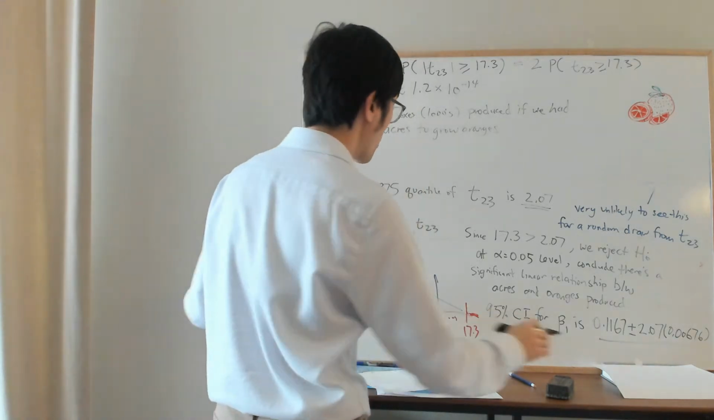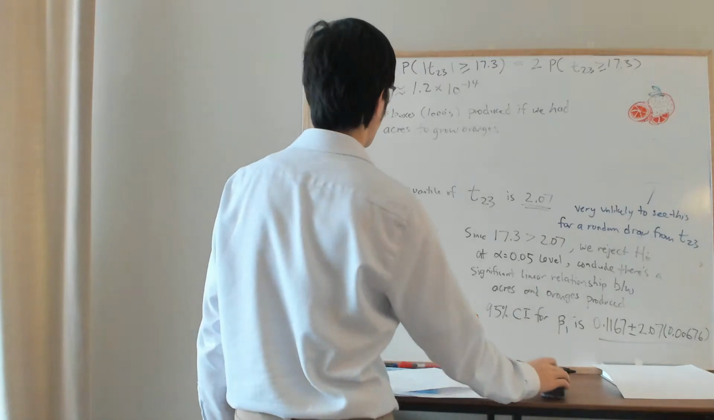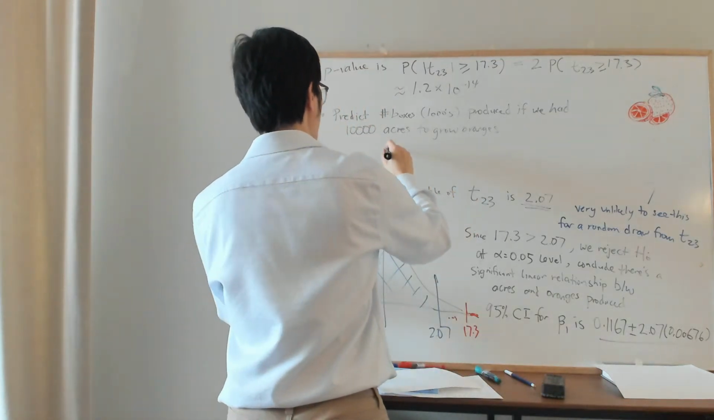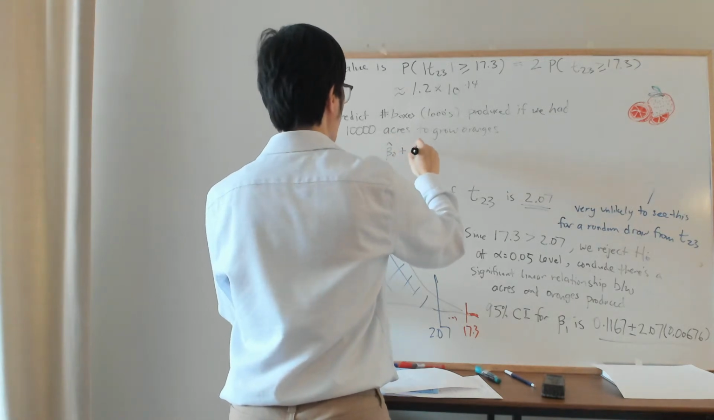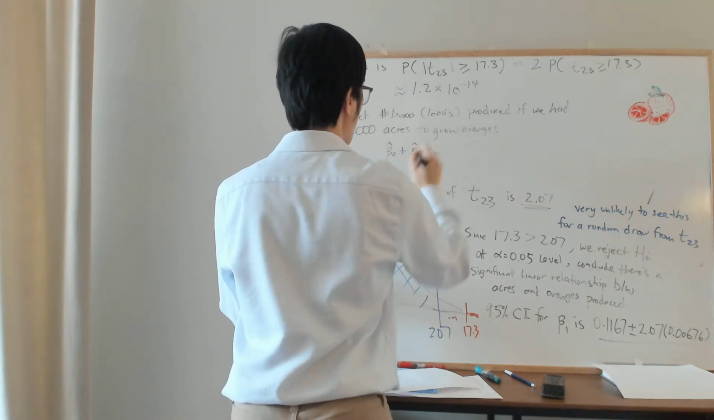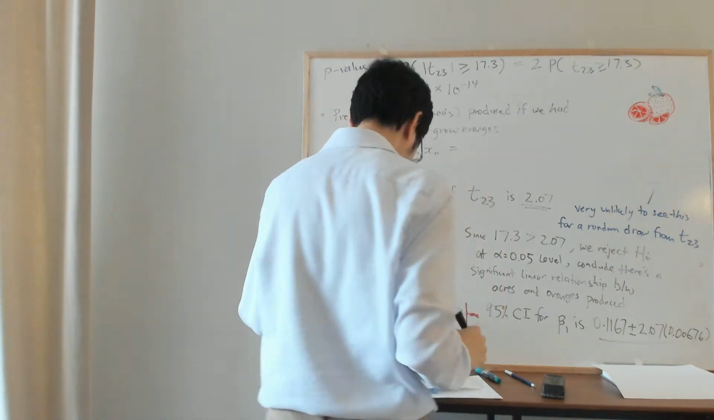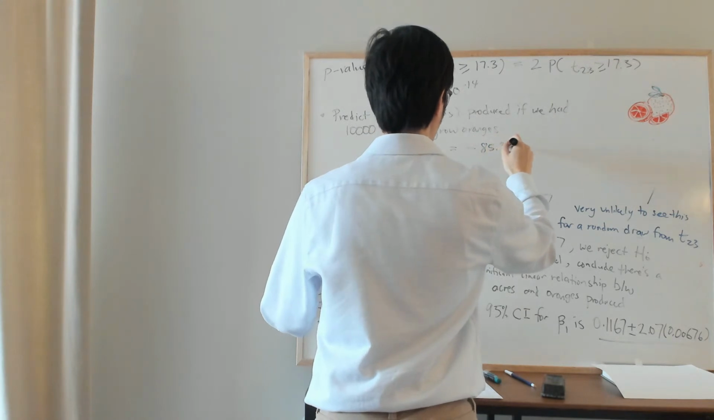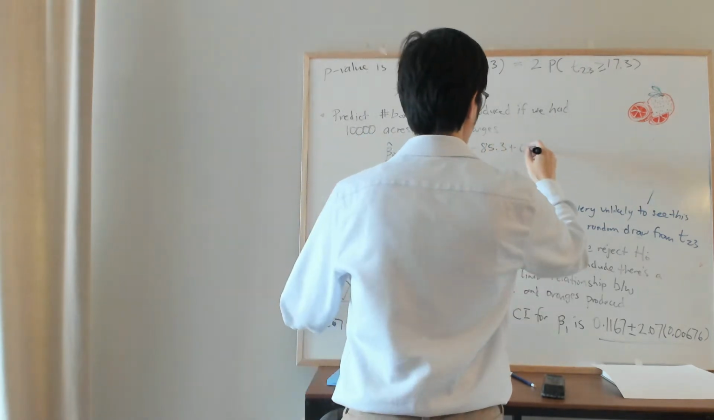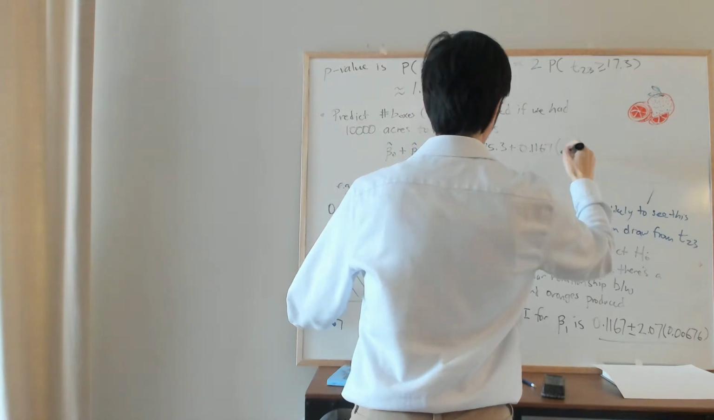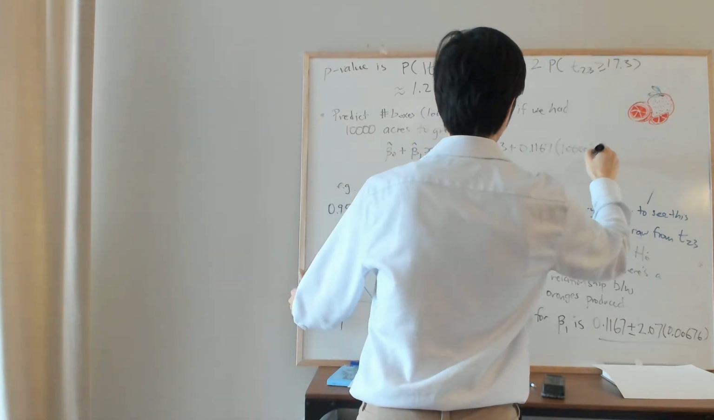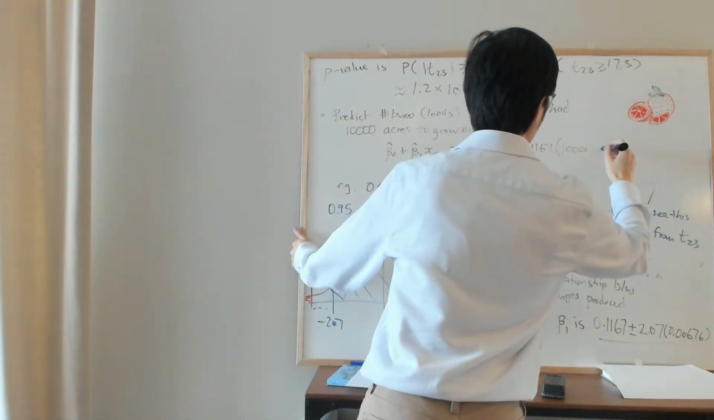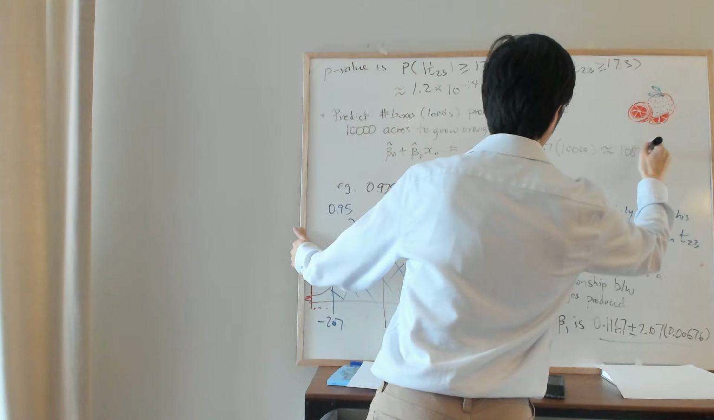Okay, so let's use the formula that we derived today for prediction. The prediction would be beta 0 hat plus beta 1 hat times the new value of x. So in this case, the values are minus 85.3, and then the slope 0.1167 times 10,000. So it's about 1082.